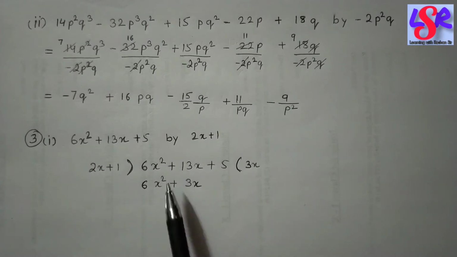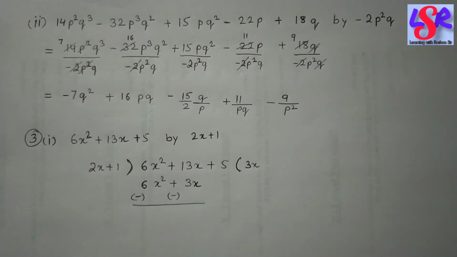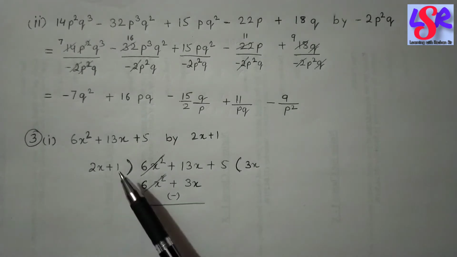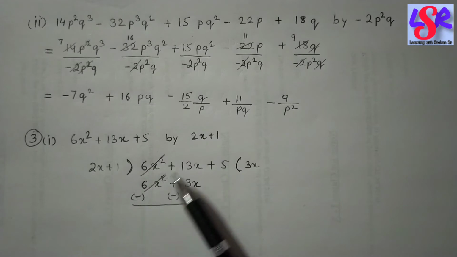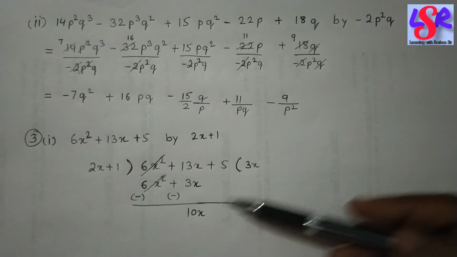Now we will subtract these two. Firstly we have changed the sign, and now we are going to subtract it. Here the first two are cancelled out because they both had equal values and different signs. Now 13 minus 3, that is 10x. Now we'll copy down plus 5.